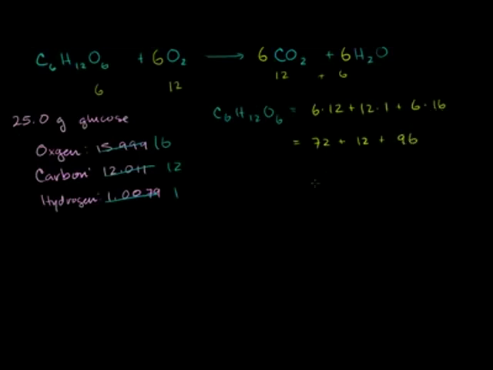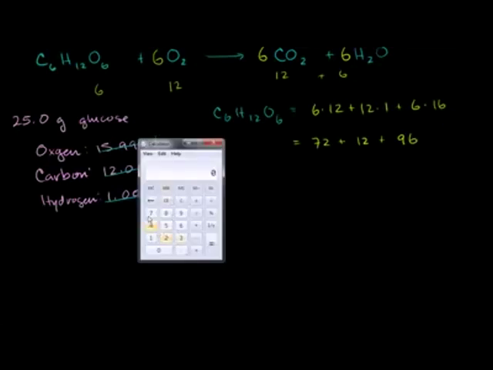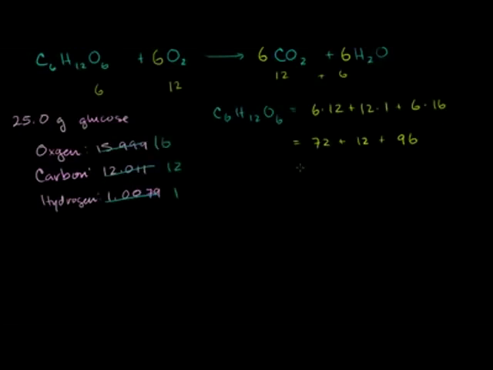I'll get the calculator out: 72 plus 12 plus 96 is equal to 180. So the atomic weight of glucose is equal to 180, which tells us that, let's start doing the problem. We have 25.0 grams of C6H12O6. We want to write this in terms of moles of glucose.